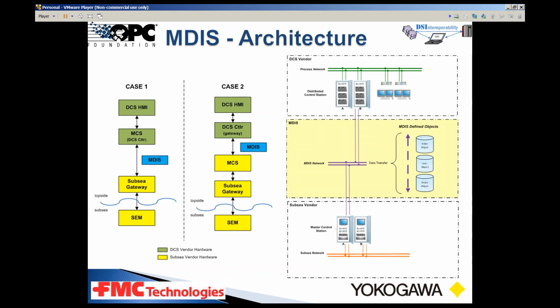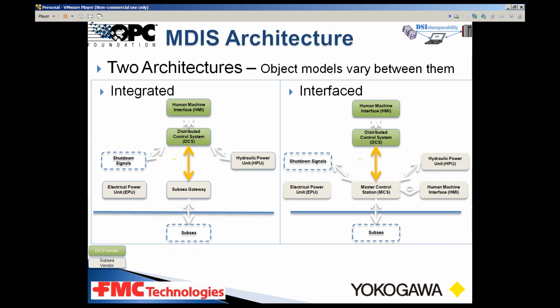And thus there's two models, but the models actually affect the actual object models too. So the key thing here is that the reason that the object models vary is because some of the controls may be up in the DCS or may be down in the subsea system. Here's an example of some of the shutdown signals or hydraulic power unit information as to which system it reports to. So it affects the amount of data that's transferred between the two. Both options are used. Sometimes there may even be a mix of the two, depending on the data.